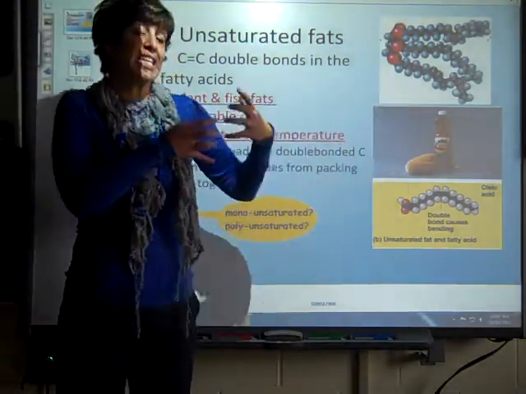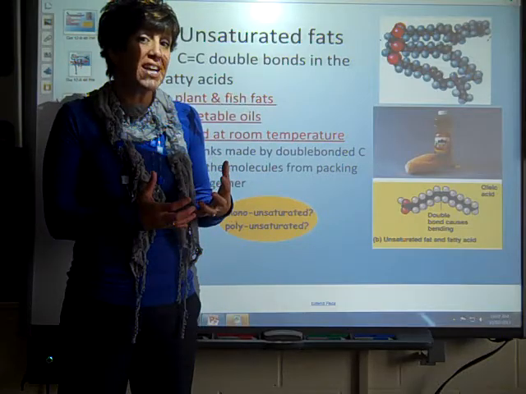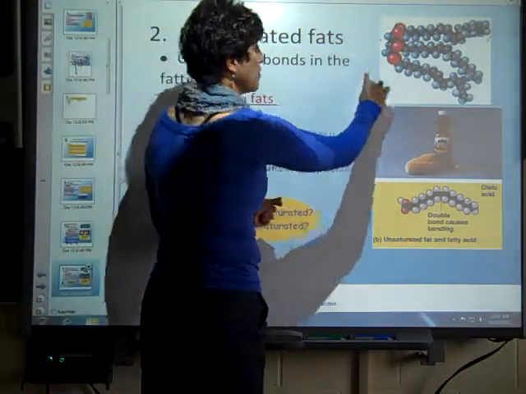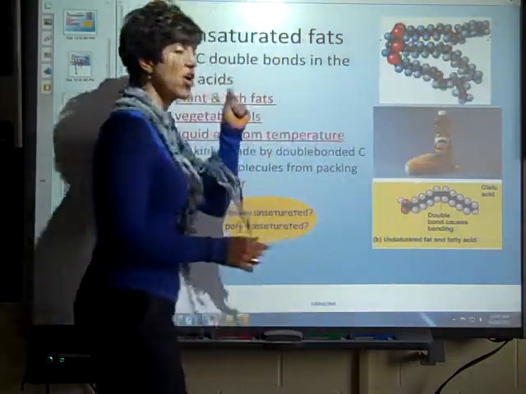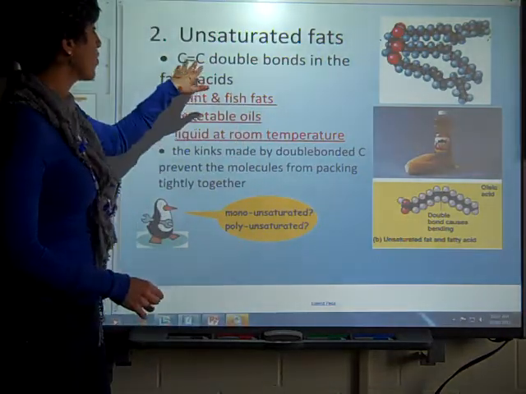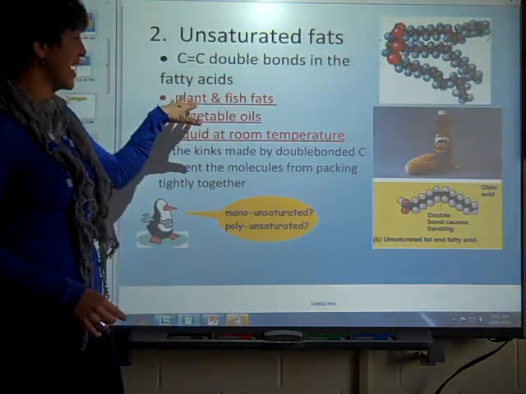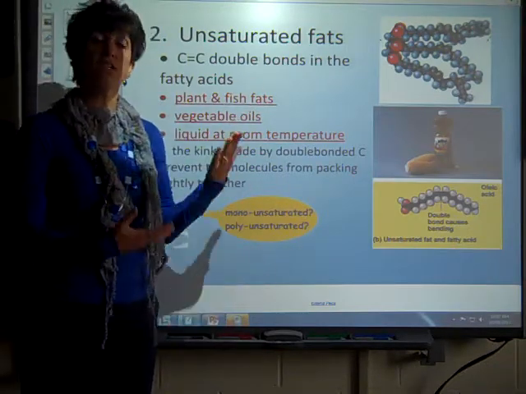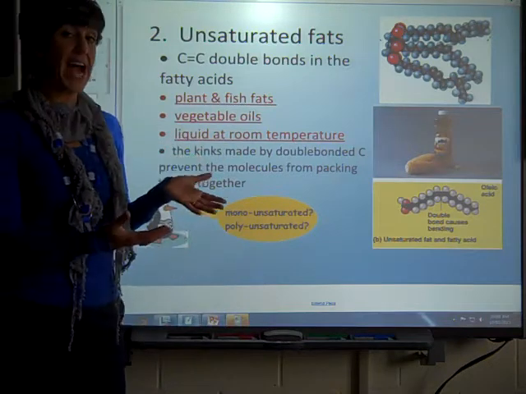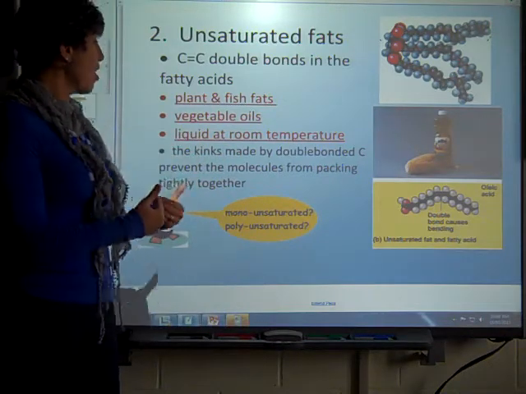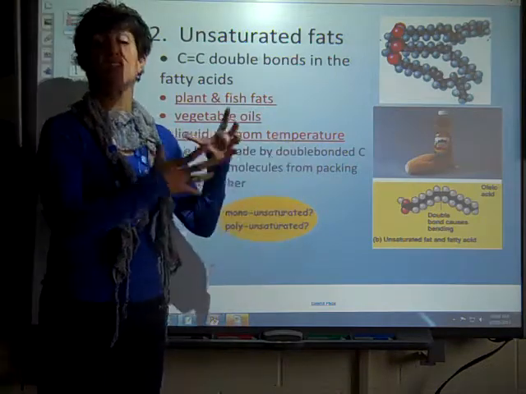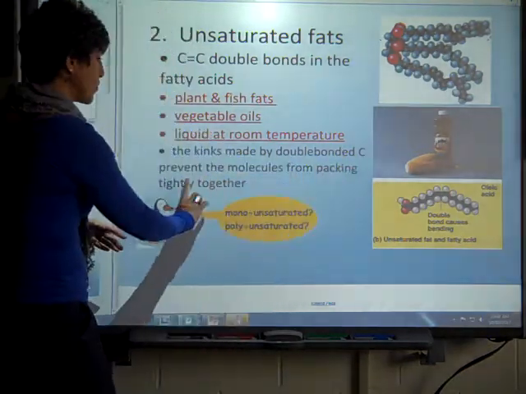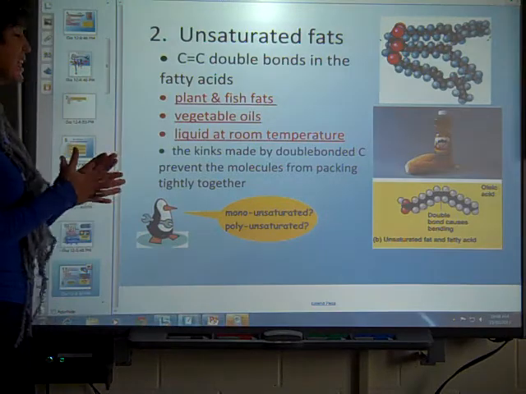Unsaturated fats are less likely to clump up and cause problems for your blood vessels because there's more spacing. They are more flexible. So in unsaturated fat, look at the difference in these chains. There are kinks in the chains. A kink represents a double bond in the fatty acid chain. So plants, fish fats, olive oil, peanuts, all of those have a good amount of unsaturated fats, which are much healthier for you. They also are going to be a liquid at room temperature because there's more flexibility in their structure. The kinks are made by double bonded carbons to prevent the molecules from packing too tightly together.